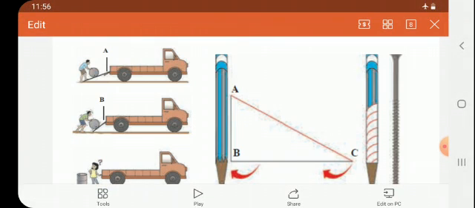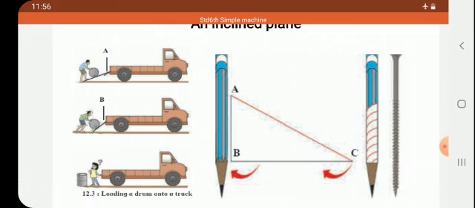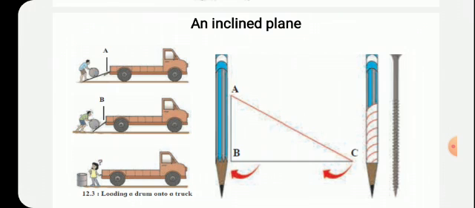3 people have to load the drum in the truck. See how they are loading. First one is loading by having a plank which is in a slanting mode. Person B is also trying to load the drum in the truck, but his plank is not so slanting, it was somewhat straight.